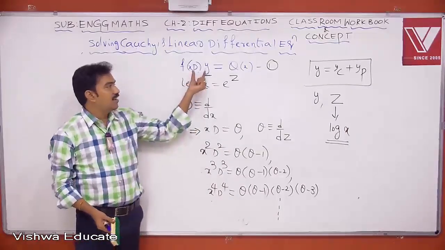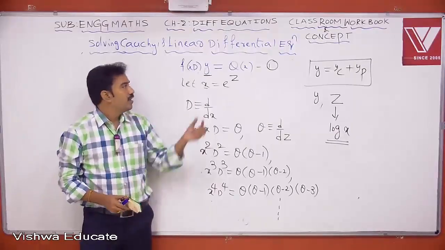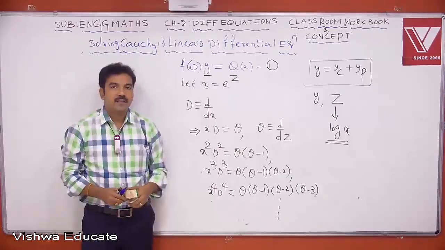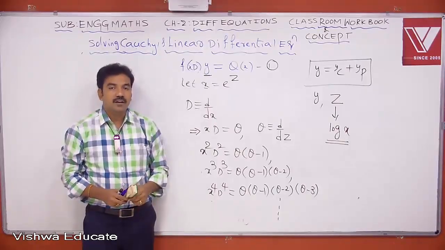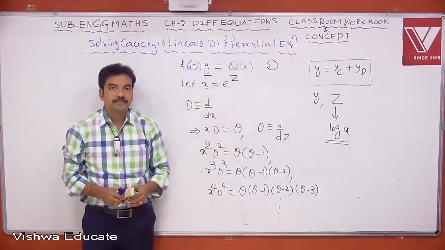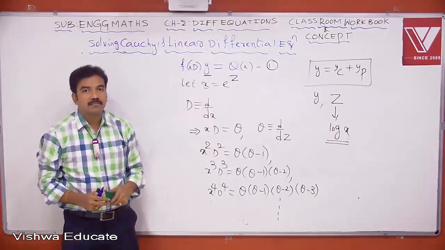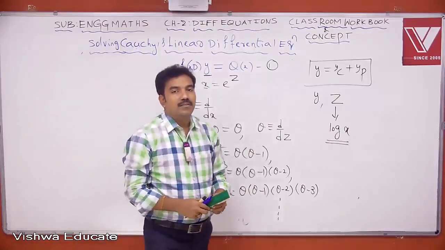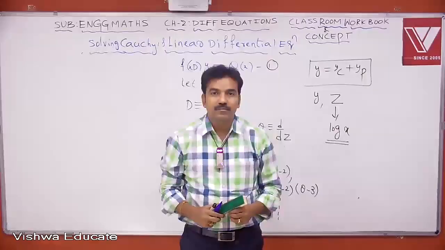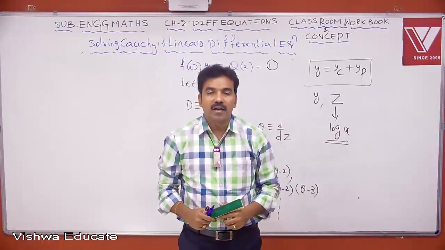Consider a Cauchy's linear equation f of xd of y equal to q of x. Call it equation 1. The general solution of equation 1 can be obtained as follows.